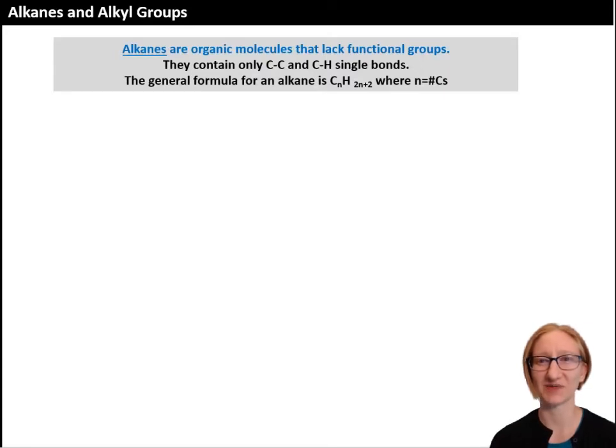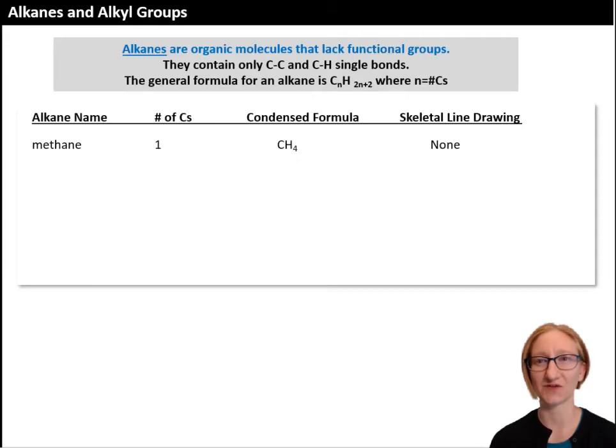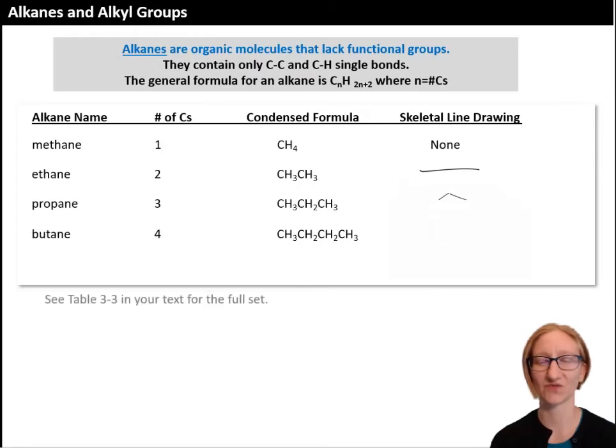know the names of basic alkanes. Alkanes are essentially organic molecules that lack functional groups. They contain only carbon-carbon and carbon-hydrogen single bonds, with the general formula shown here. They'll have n number of carbons and 2n plus 2 number of hydrogens. Our simplest alkane with only one carbon is methane. 2 carbons is ethane, 3 carbons propane, and 4 carbons is butane.